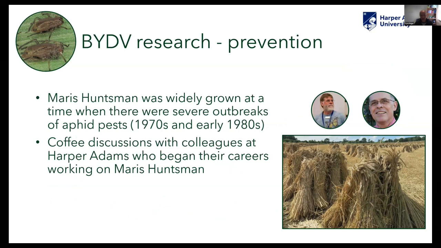Much of what this research effort has focused on really stemmed from some discussions with some colleagues who worked in this area many years ago. In fact, they began their careers back in the 1970s and 80s. And they began their careers back then because aphids were a huge problem in winter wheat crops. And that was a time when a particular variety called Maris Huntsman was being widely grown throughout the UK.